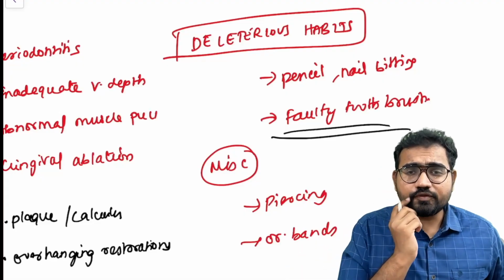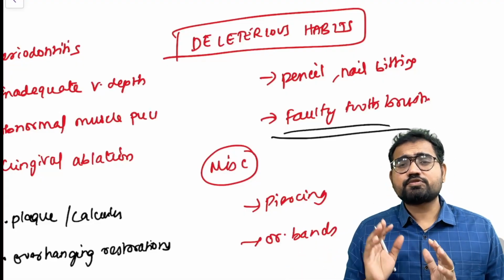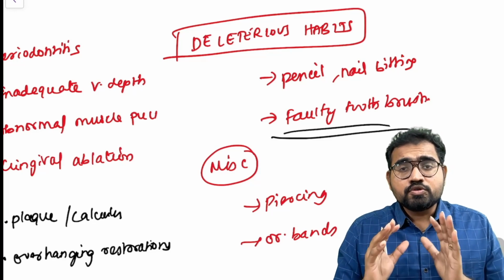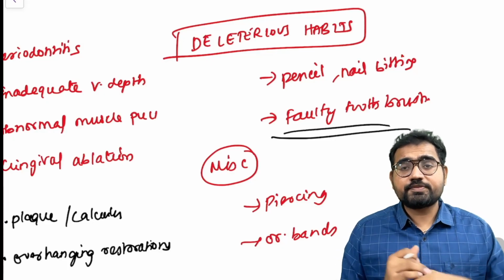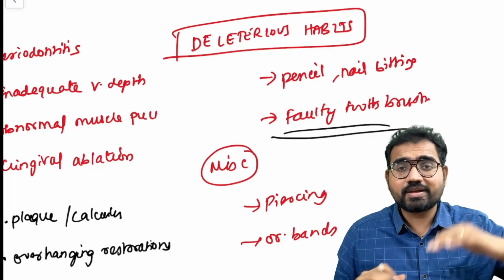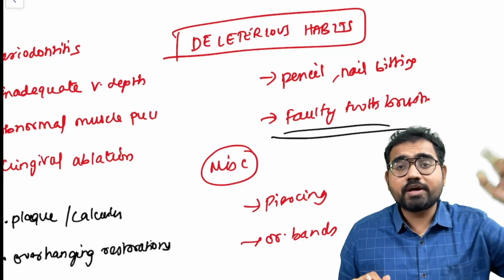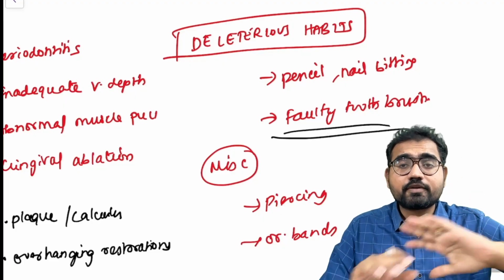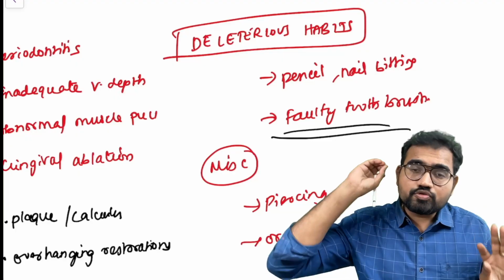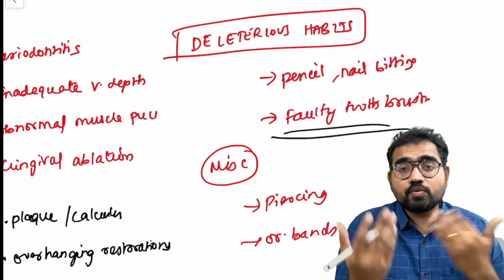These are the etiological factors of gingival recession, which are very important for you to get an idea of how to treat a patient with gingival recession. Just because a patient comes with gingival recession, you cannot directly tell them you have to do a laterally positioned flap, a free gingival graft, or a connective tissue graft. No, you cannot say that. You should know exactly the cause and then treat them.